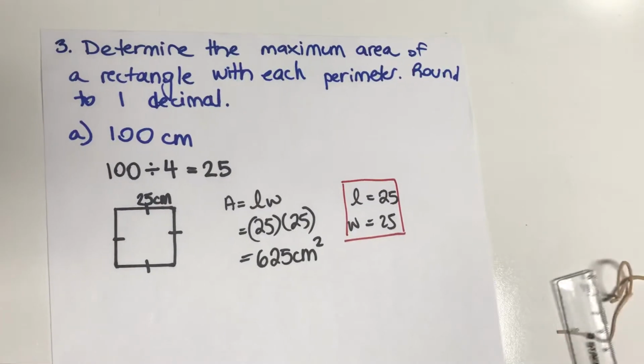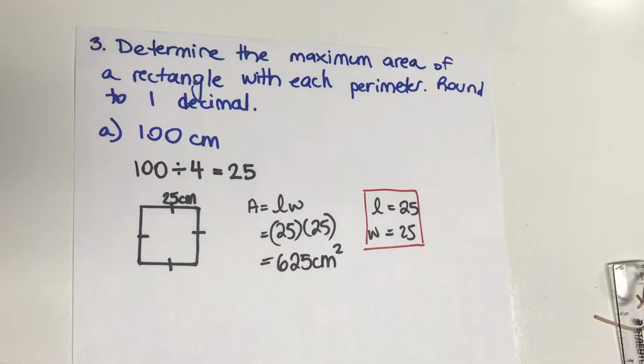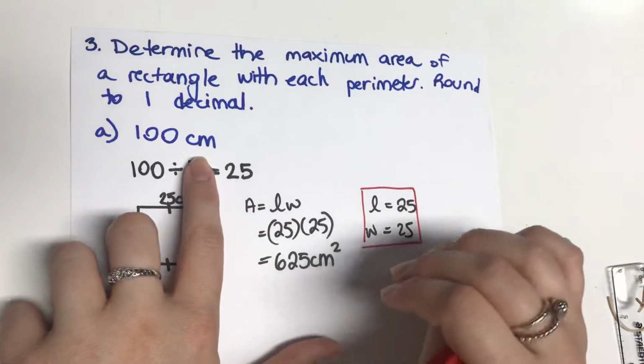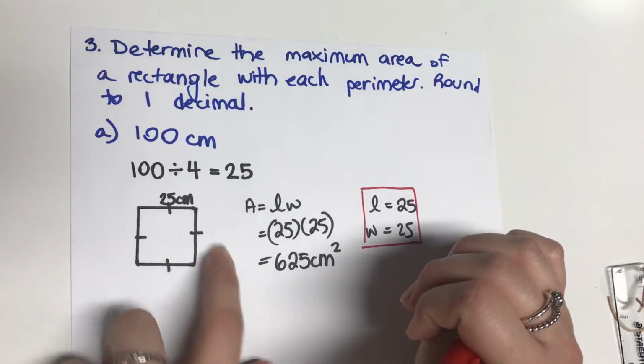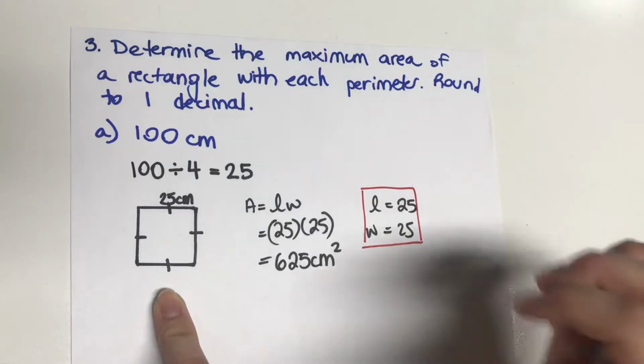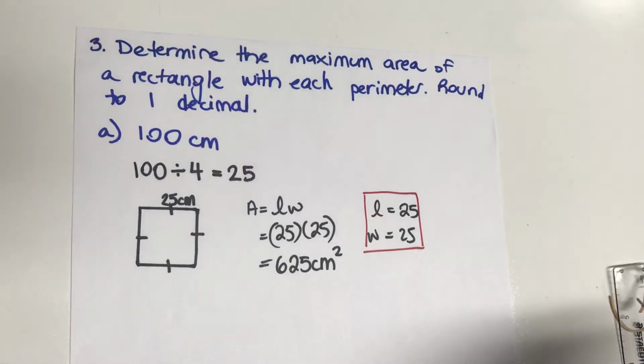If I were to go through that whole process of the chart that we did in the investigation, I would find that the greatest possible area is 625. But I don't need to do that, because now I know that all I need to do is take the perimeter, divide it by 4, and that gives me the dimensions of the shape, the different sides, and I can use that to find the area.